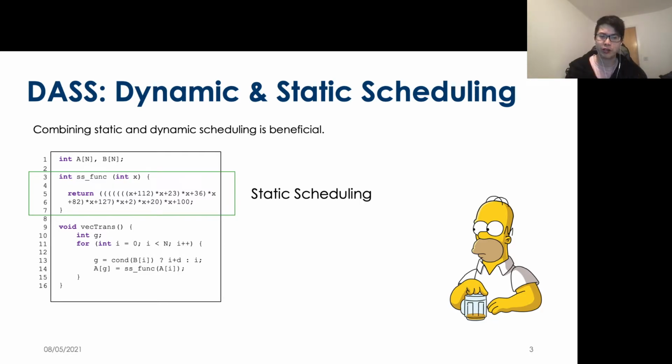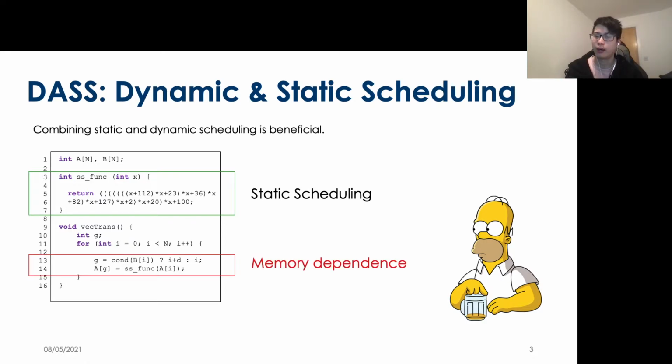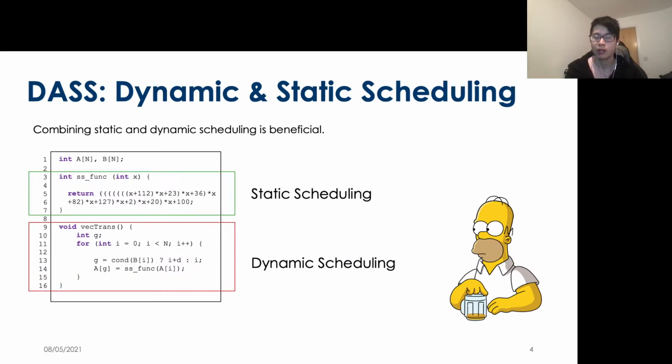In the function vectrans, a loop loads an array element A[I] and then writes ssfunc into A[G], where G depends on the loop iterator I and array B. So there is a memory dependence between A[G] and A[I]. Because the expression of G is data dependent, it is difficult to statically analyze the dependence between the two addresses, G and I. So Homer leaves this function for dynamic scheduling, so the hardware can schedule the memory at runtime.